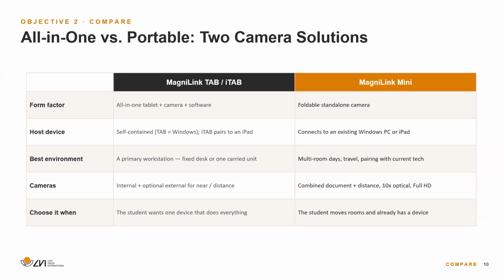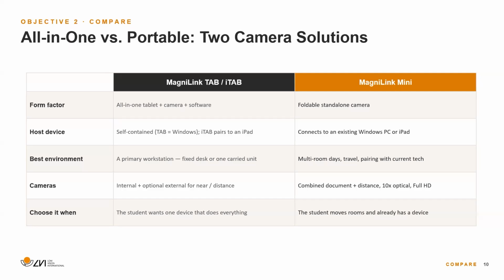Best environment. You can say that the iTab or the Tab might be good for a fixed desk, someone that's going to be in the same place and may not want to pack something up and down. This is a good primary workstation device. The MagnaLink Mini is super lightweight, very easy to take from one location to the next, packing it up for travel, working with your current technology. It's just a great device for portability.